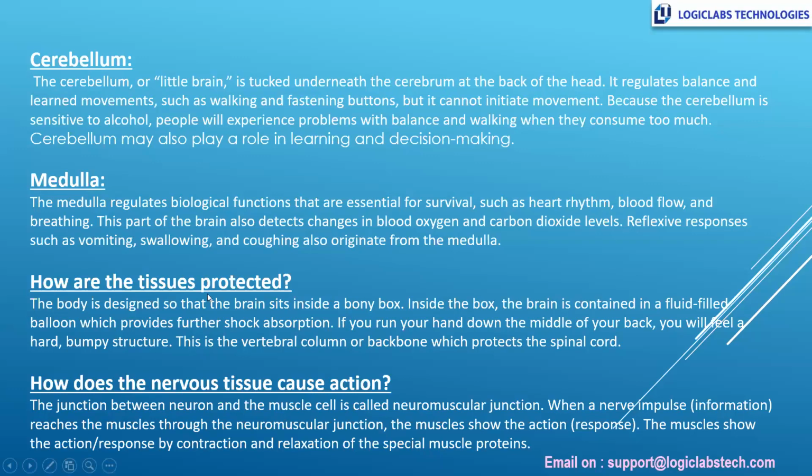These tissues are much more important, which helps in protection of the brain. Next one is, how does the nervous tissue cause action? Till now we have been talking about the nervous tissue, the neuron, and all this. Now we will see how it collects the information and sends it around the body.